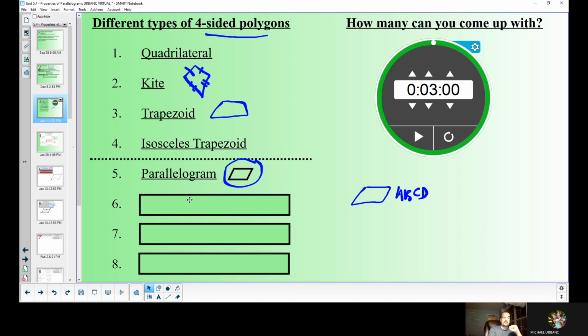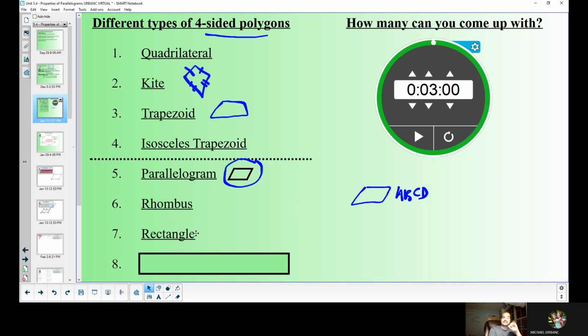And then the three remaining ones we've talked about at some point in time, especially when we talked about regular polygons. You have a rhombus, which is an equilateral quadrilateral. You have a rectangle, which is an equiangular quadrilateral. And then we have a square, which is a regular quadrilateral. So it's equiangular and equilateral.